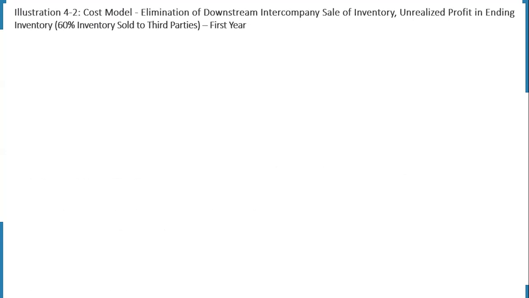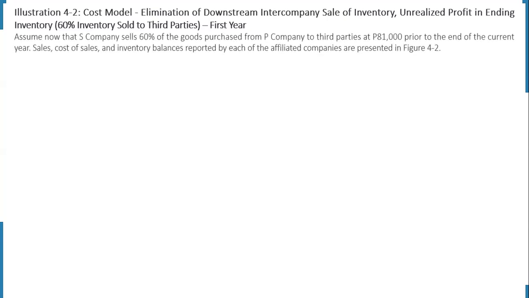Elimination of downstream intercompany sale of inventory, unrealized profit in ending inventory. Only 60% of the inventory is sold to third parties. So in other words, not all the purchases made by the subsidiary from the parent were sold to third parties, meaning there is still an inventory. Assume now that S company sells 60% of the goods purchased from P company to third parties at 81,000.